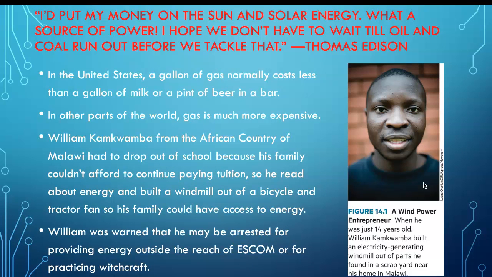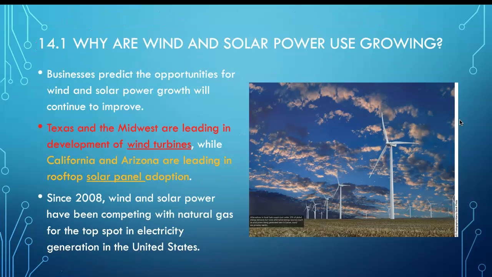Thomas Edison prophesied a long time ago that fossil fuel will be running out, so we better think about solar energy. And this young guy in Africa, his family was so poor that he had to drop out of school. So he invented a windmill, which is really smart, but he was accused of witchcraft. That is very interesting.